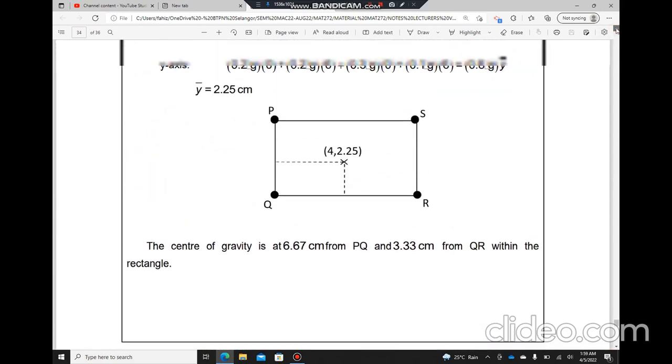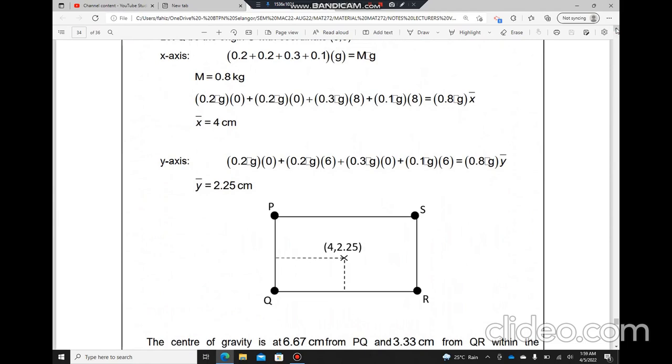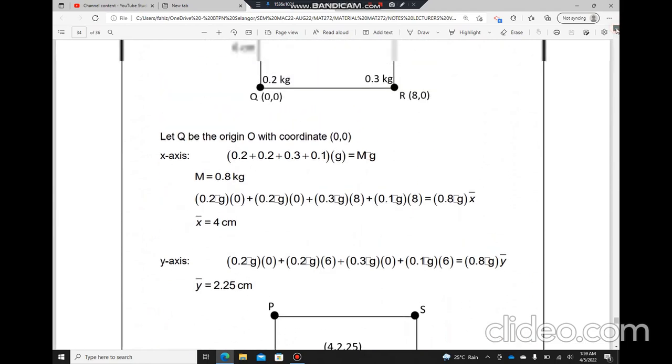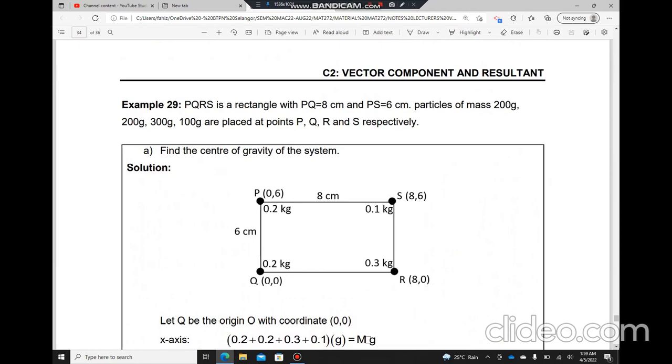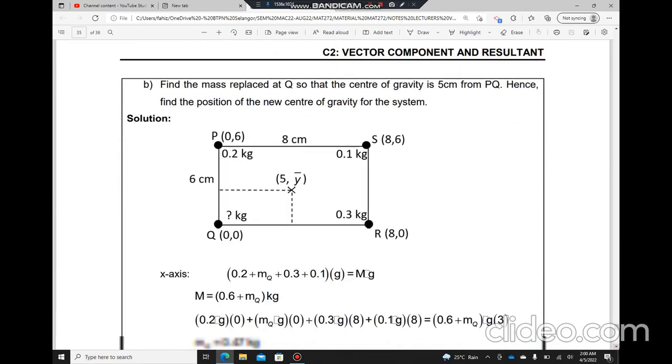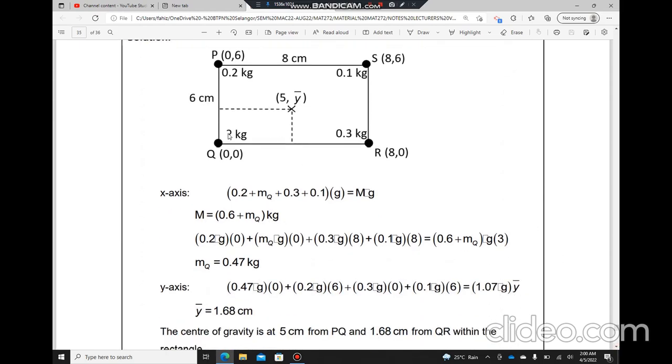Okay, so this is the solution for example 29. Okay, next B, find the mass replaced at Q so that the center of gravity is 5 cm from PQ. Hence, find the position of the new center of gravity for the system. Okay, this one is the same method, the difference is that it leaves this place out. See here, this one it does not give M. So it has already given the center of gravity here, the center of mass.